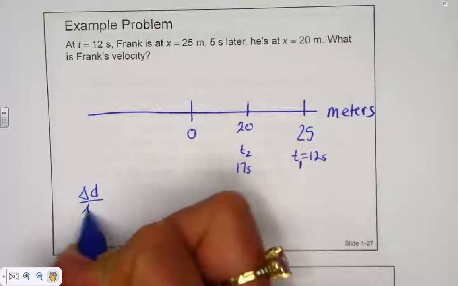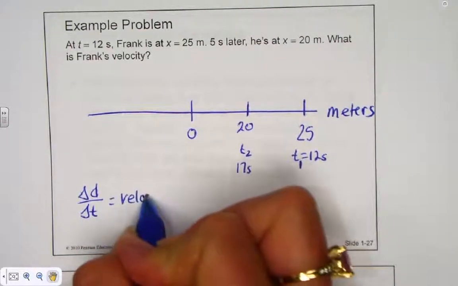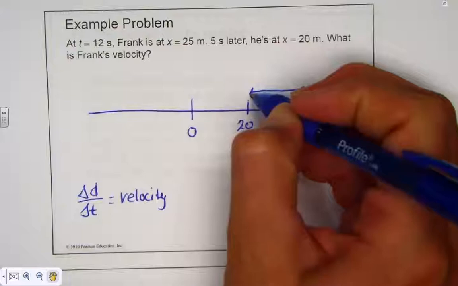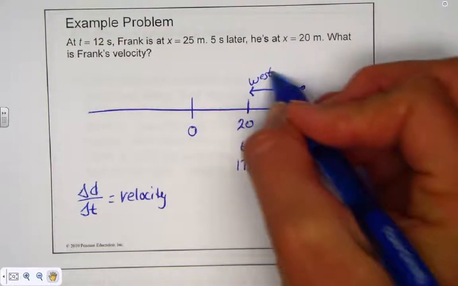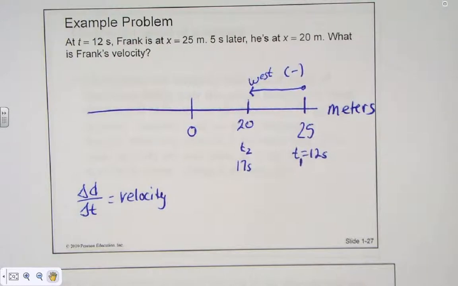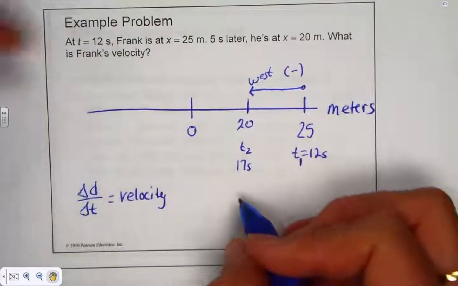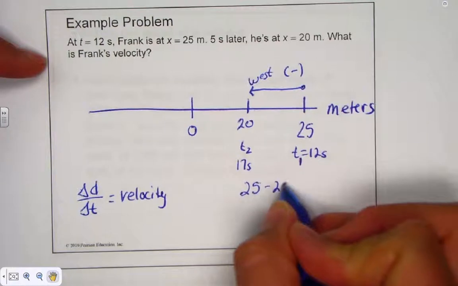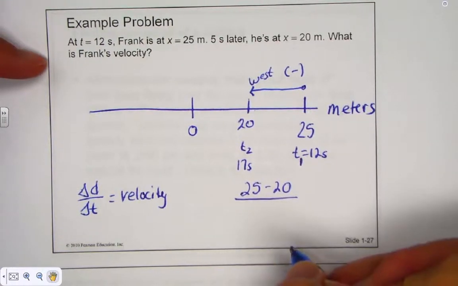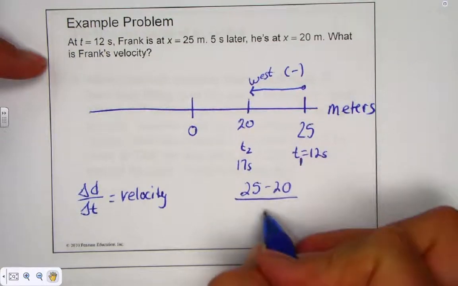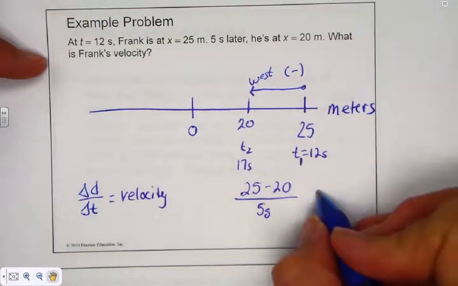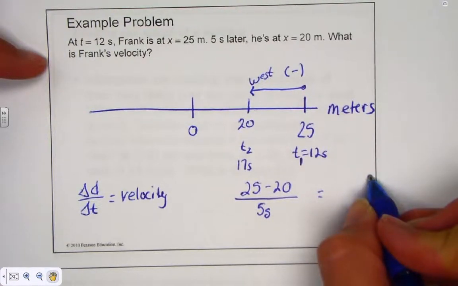The change in distance over the change in time will be used to calculate velocity, and remember, velocity will have a direction. Since he is heading toward the origin, he is heading west, this will need to have a negative magnitude. He's heading back toward the origin. So just thinking through the sign, the change in distance, well, he's traveled from 25 to 20. And a total time that elapsed was the 5 seconds later. 17 minus 12 gave us the 5 seconds.